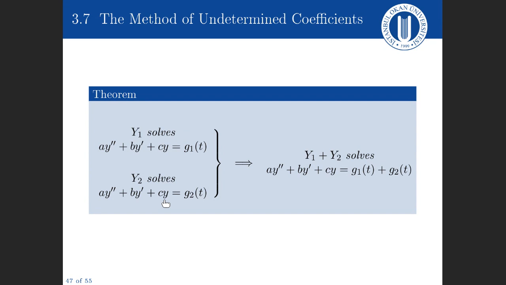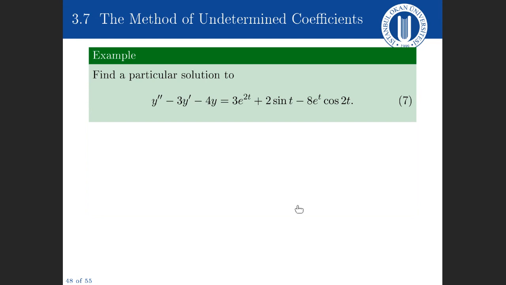Then the theorem tells us that we can add these together. y1 plus y2 solves the same left side, a y double prime plus b y prime plus c y, that's the same because it's a linear equation. And on the right side, we just add them together, g1 plus g2. That's useful if we have something like this. Find a particular solution to y double prime minus 3y prime minus 4y is equal to 3 e to the power 2t plus 2 sine t minus 8 e to the power t cos 2t.